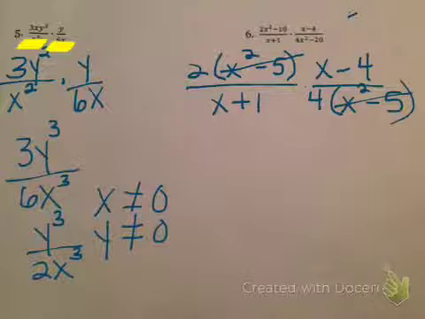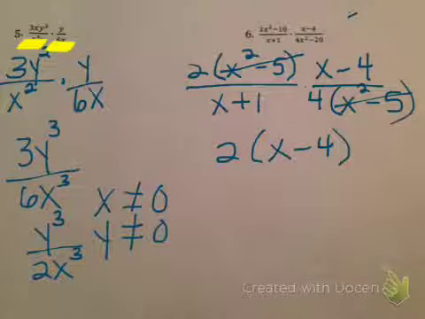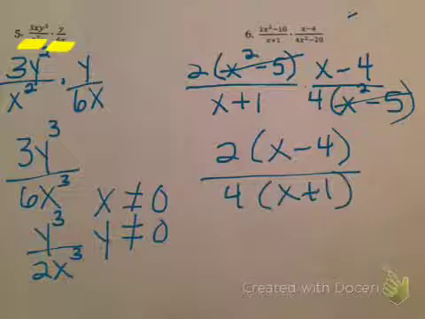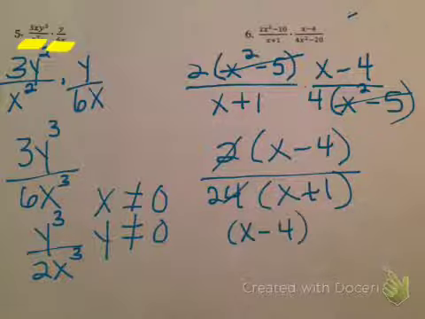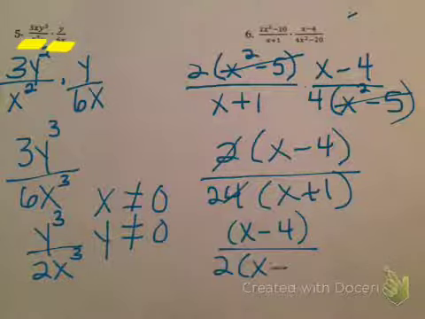Alright, so the x squared minus 5's cancel, and I'm left with 2 times x minus 4 over 4 times x plus 1. 2 over 4, I can cancel the 2, so I'd just be left with x minus 4 over 2 times x plus 1.